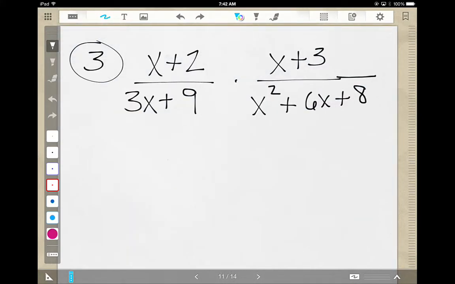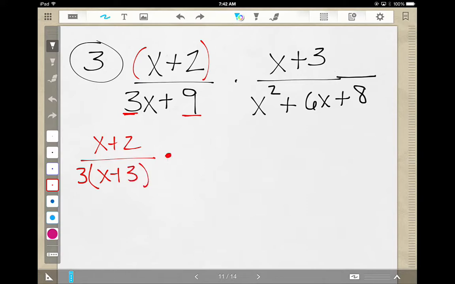So let's look at a third example. On this one, it's better to put everything in factored form before you even multiply. So x plus 2 is already factored. There's no common factor there, so it's going to be x plus 2 over. But I noticed that 3x plus 9 has a common factor of 3. So I'm going to write it in factored form. 3 times x plus 3.